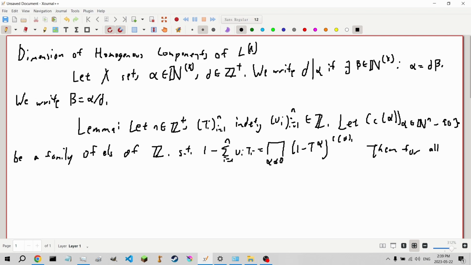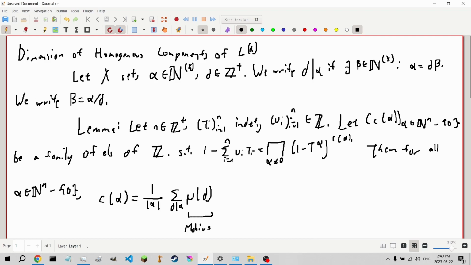Then for all alpha being an n-tuple of natural numbers and not 0 as a whole, we get that C of alpha, this is our lemma, is that C of alpha is 1 over the absolute value of alpha times the sum over D dividing alpha of the Mobius function of D times the absolute value of alpha over D factorial over alpha over D factorial times u to the alpha over D. The proof.